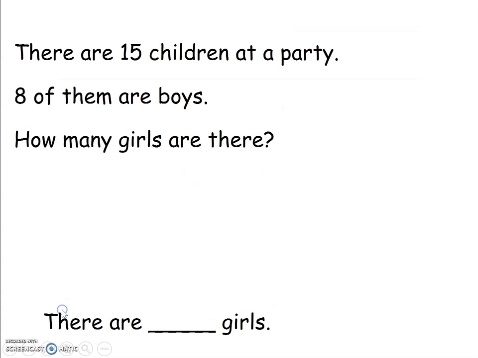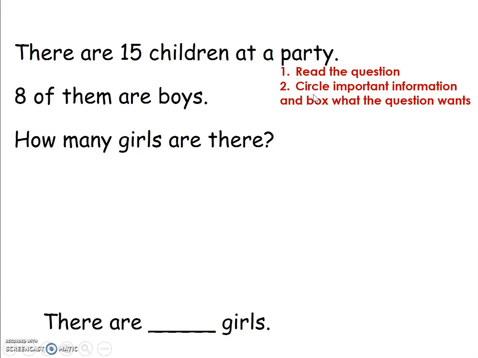Let's look at our first example. Step 1, we will need to read the question. There are 15 children at a party. 8 of them are boys. How many girls are there? Okay, now that I read the question, I move on to step 2, which is circle important information and box what the question wants. Okay, so let's read the question again.